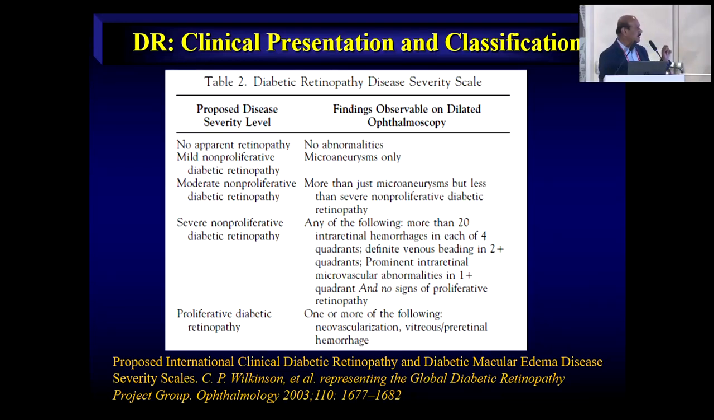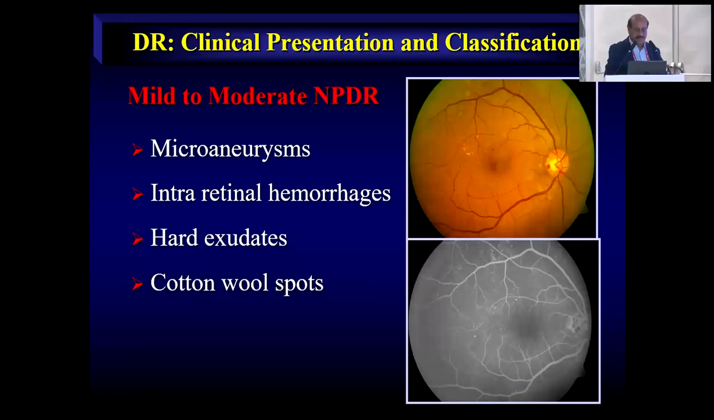Here, if you see, there is mild non-proliferative. There is something called minimal non-proliferative also. If you are seeing 1 or 2 retinal hemorrhages, that is minimal non-proliferative. Mild non-proliferative, then moderate, severe, and there is something called very severe and proliferative. Again, 3 early proliferative, then severe proliferative, advanced proliferative.